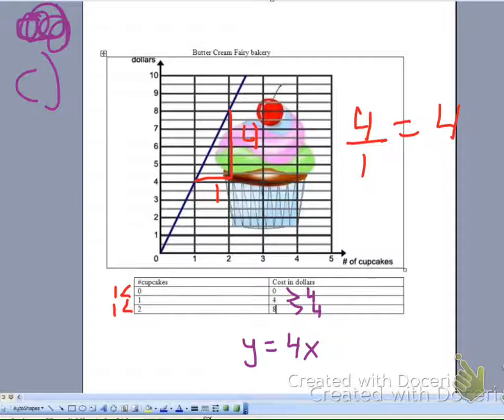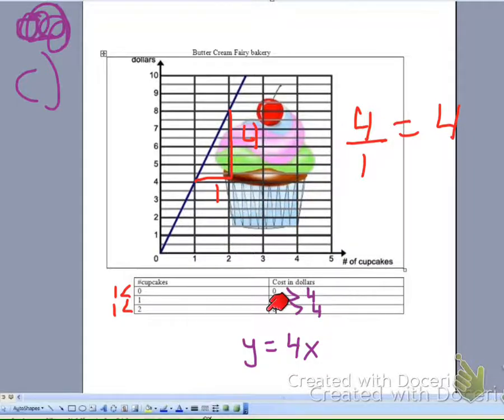So from the table, to find the equation, I need to find what the change is in y and what the change is in x, and then divide. 4 divided by 1 is 4, so the equation is y equals 4x.